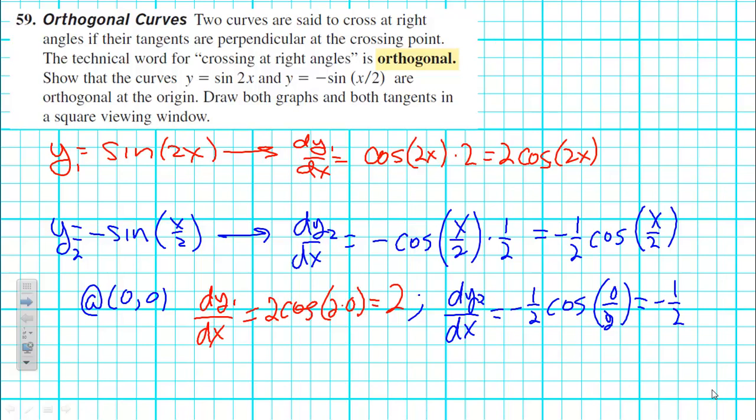And now ready for our conclusion? Because one slope is the negative reciprocal of the other, these two curves are orthogonal. The two curves cross at a right angle.